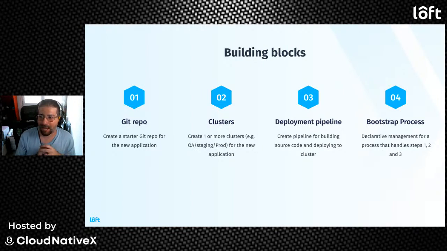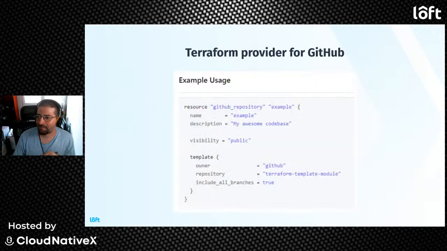We also need a deployment pipeline, and we have seen a Codefresh pipeline, but not pipelines that compile and deploy code. And then we also need a bootstrap process for everything. And as you can imagine, we are going to use Terraform, because Terraform is great for this process. So we have seen that Terraform has a provider for Loft. Terraform also has a provider for GitHub. And essentially, it allows you to create a new GitHub repository.